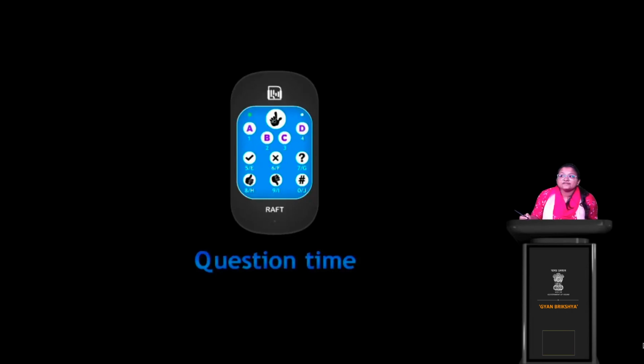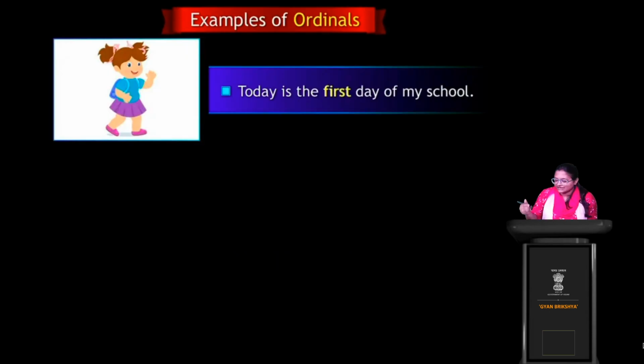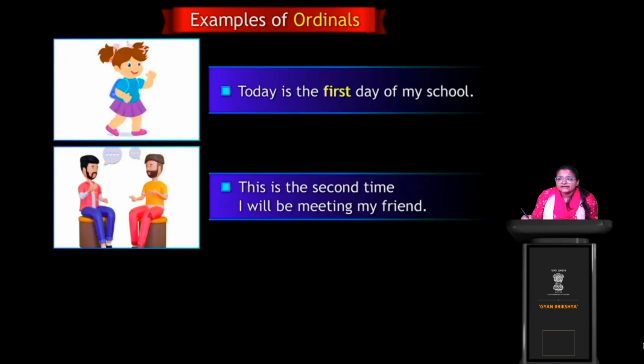Today is the first day of my school. What is the ordinal here? The ordinal is first, right? Today is the first day I'm going to school. Next, we have: this is the second time I will be meeting my friend. This is the second time I will be meeting my friend. So the ordinal here is second.